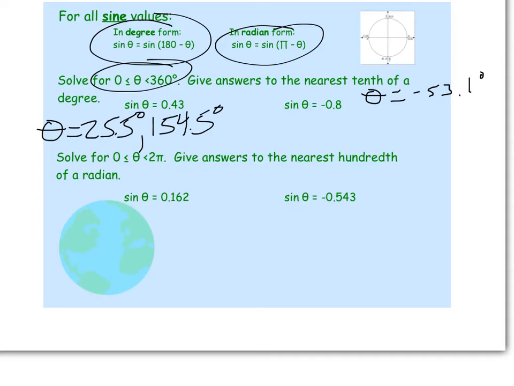One thing I can do here is just take a really straightforward approach. Let's get a coterminal angle by adding 360, and I end up getting 306.9 degrees. Now it's coterminal because I added 360, so its sine value is still negative 0.8. Now it's just in the interval that I'm looking for. Okay, so that is one of the solutions.